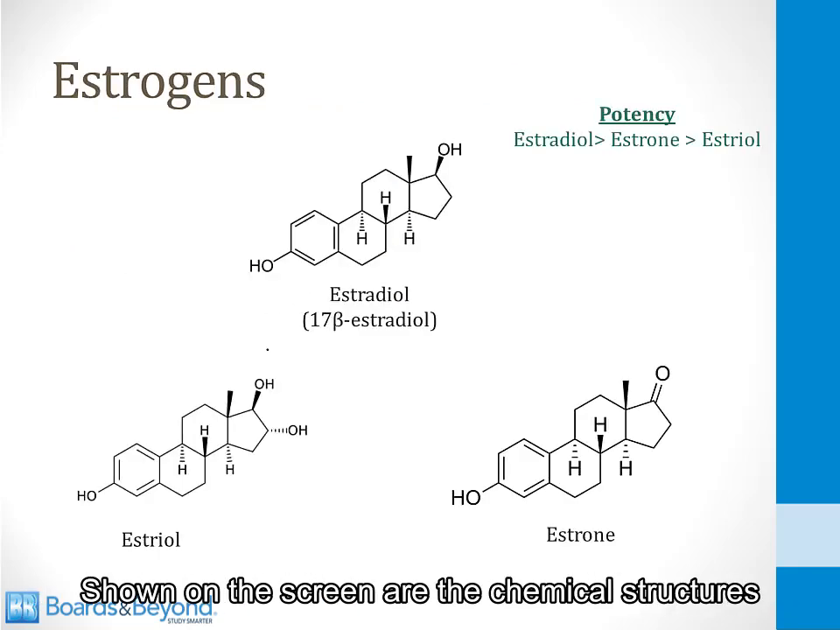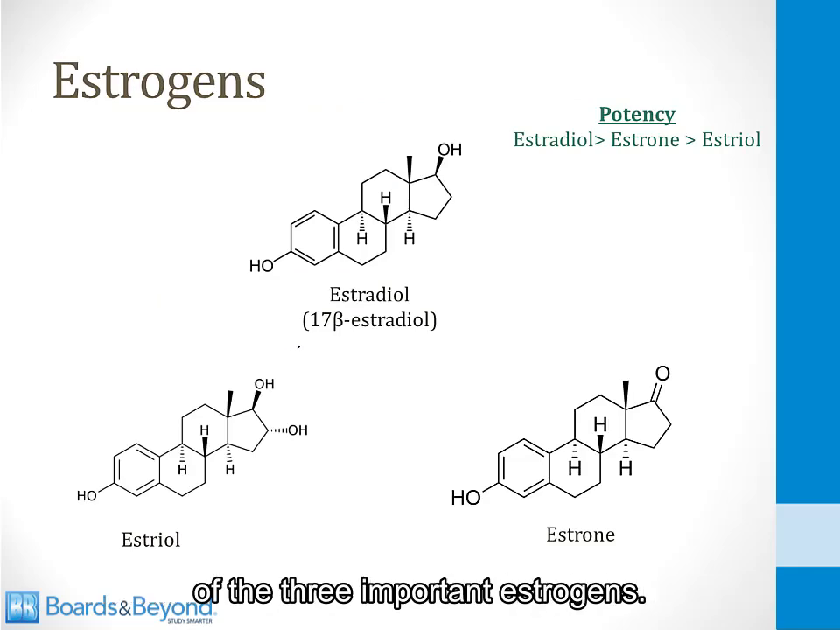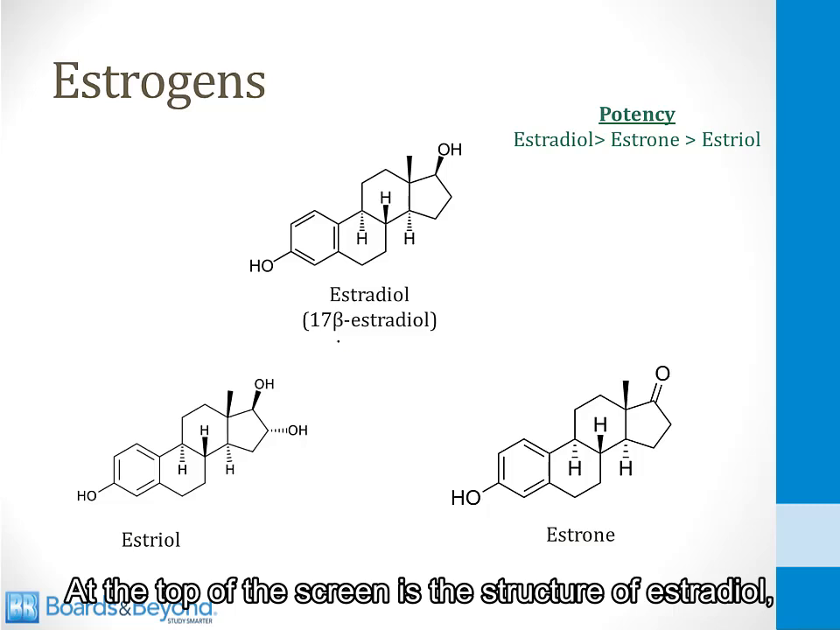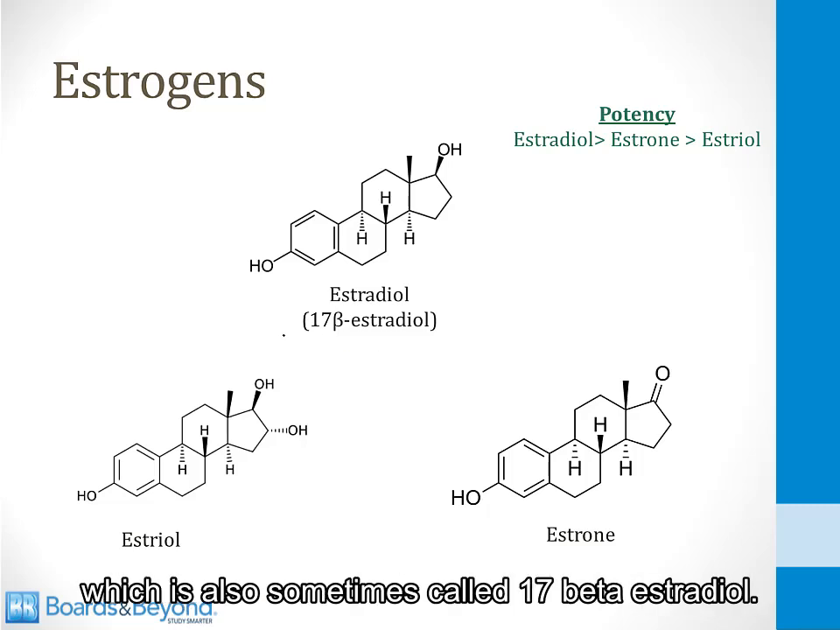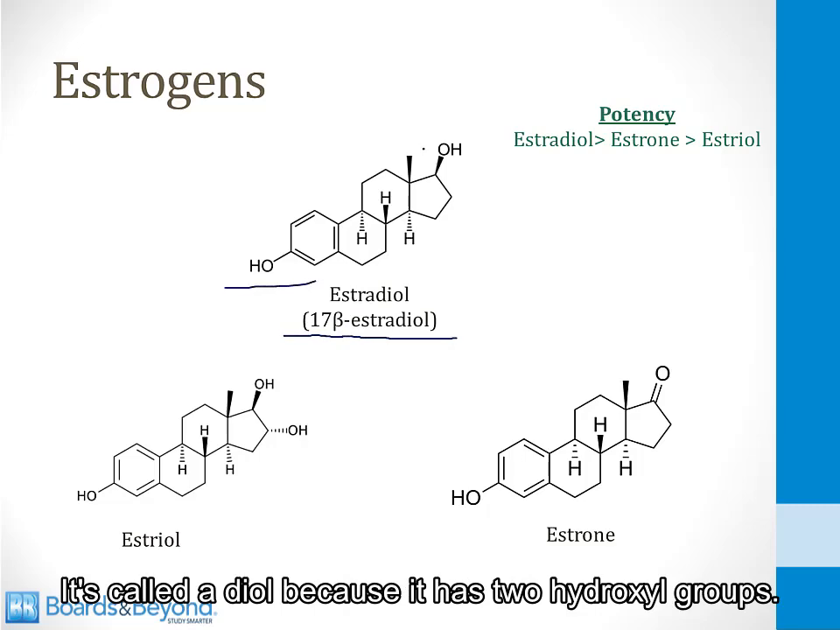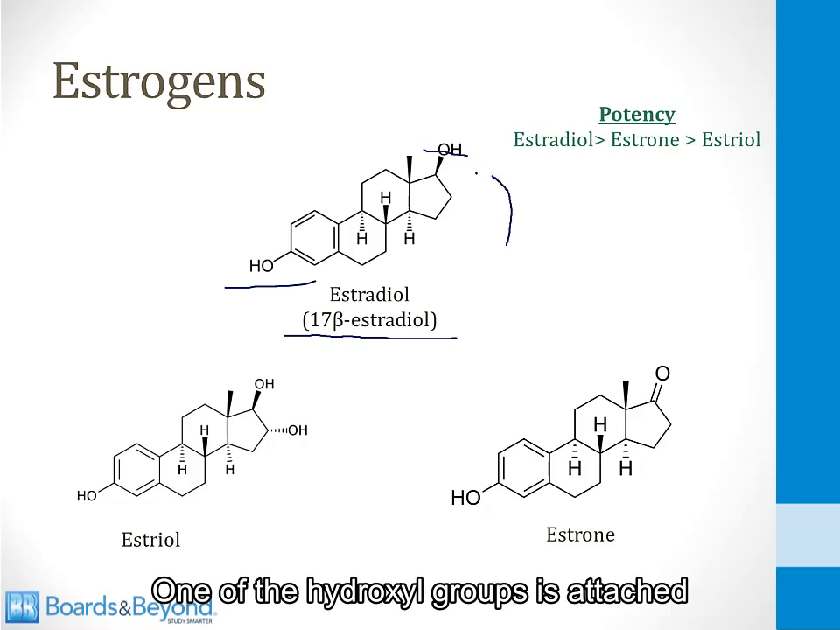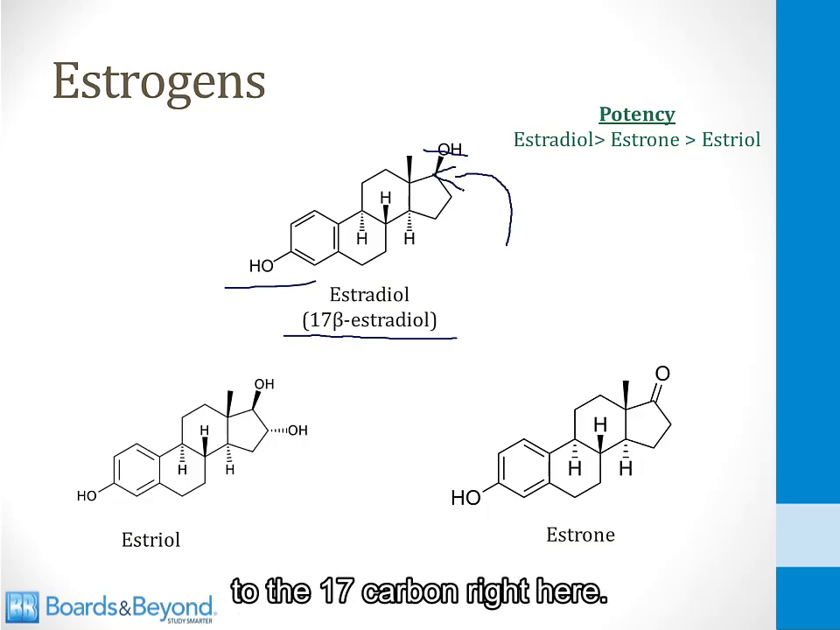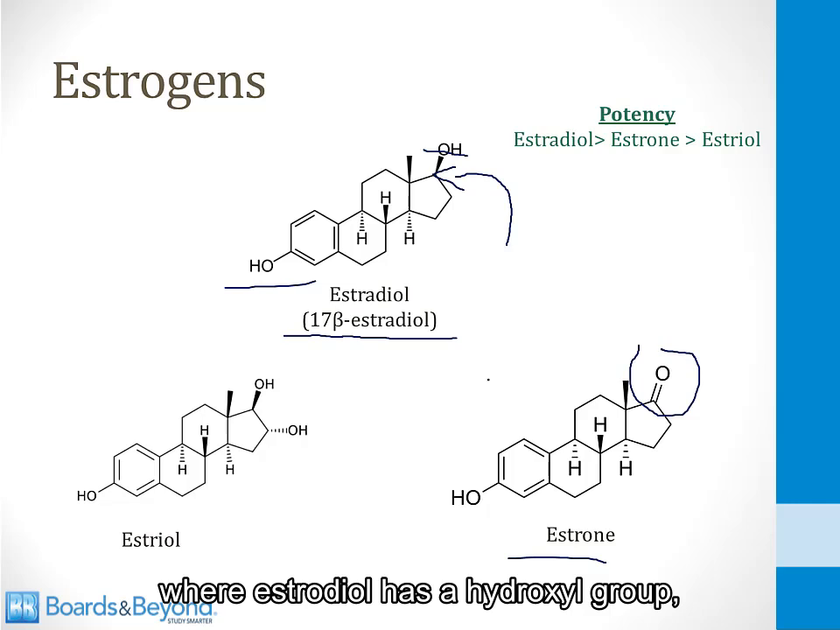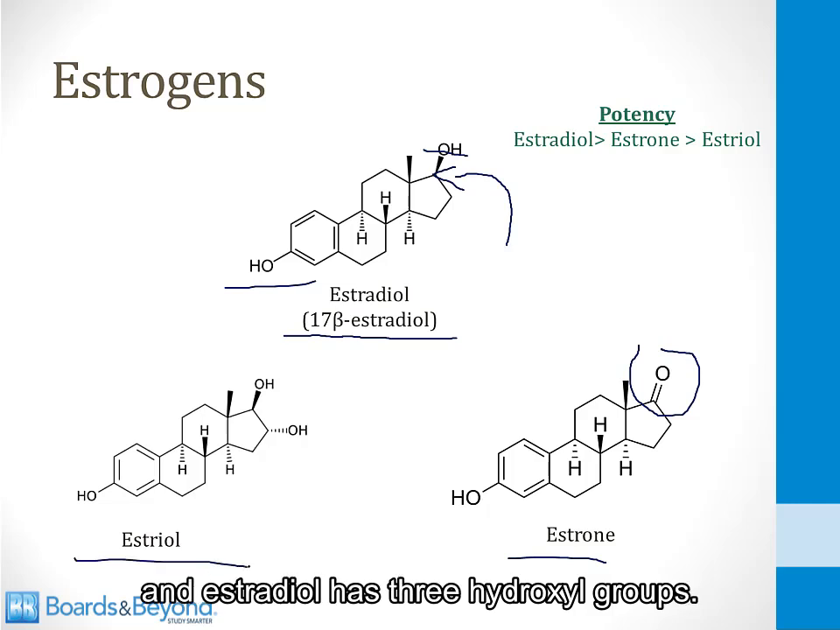Shown on the screen are the chemical structures of the three important estrogens. At the top of the screen is the structure of estradiol, which is also sometimes called 17-beta estradiol. It's called a diol because it has two hydroxyl groups. One of the hydroxyl groups is attached to the 17 carbon right here, hence the name 17-beta estradiol. Estrone has a ketone group where estradiol has a hydroxyl group, and estriol has three hydroxyl groups.